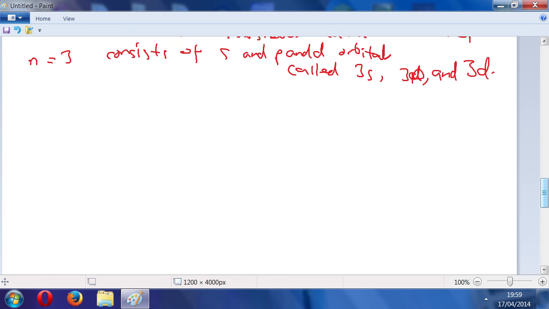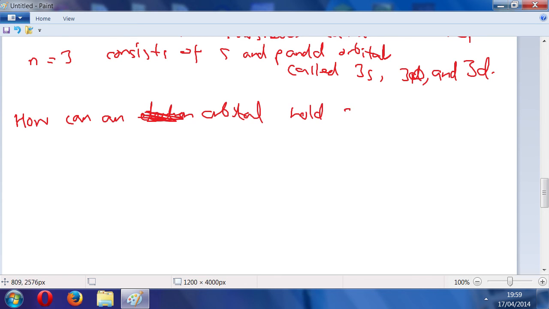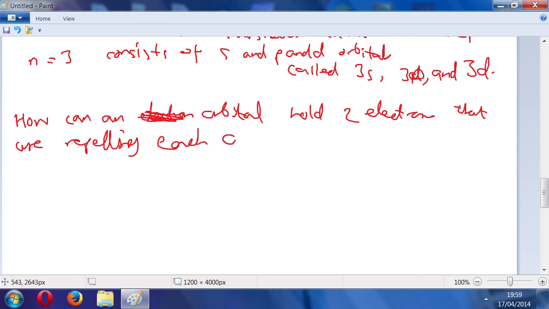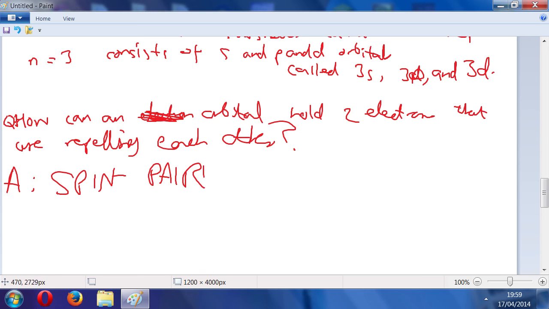Now the next question is, how can an orbital hold 2 electrons that are repelling each other? The answer to that is spin pairing. I actually alluded to this at the end of the last episode.